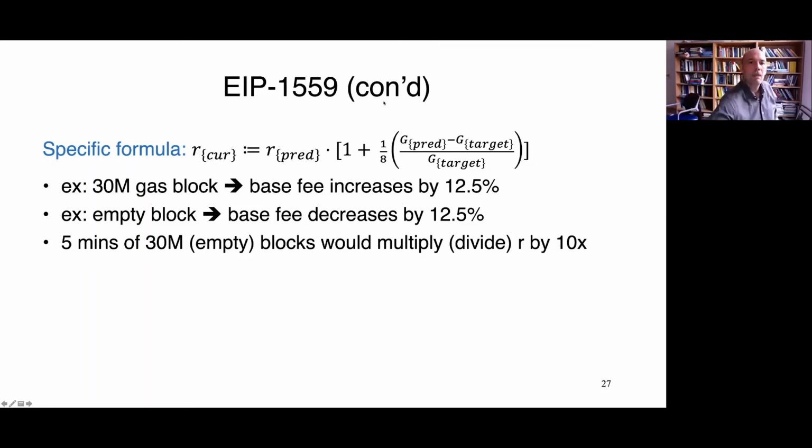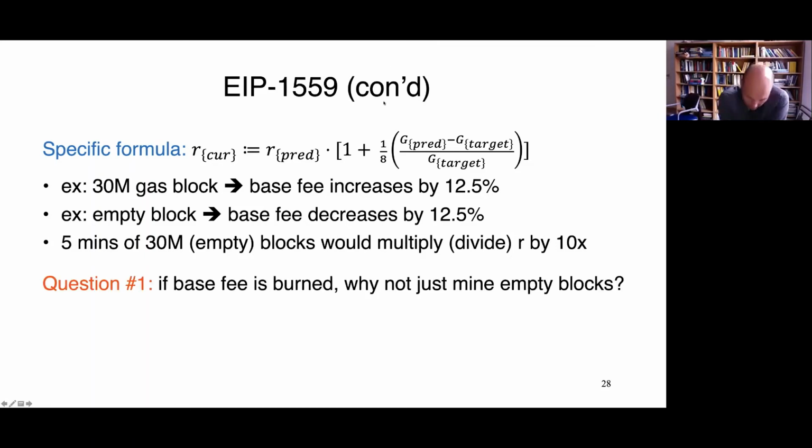Okay, so key idea number 2, variable size blocks. Big blocks increase the price, small blocks decrease the price. We still need a third key idea though. And there are 2 reasons why we're not done. There are 2 things that should be bothering you.